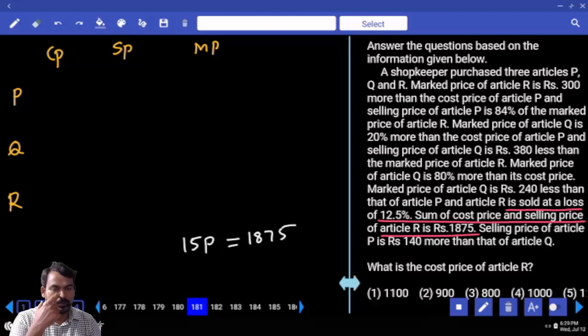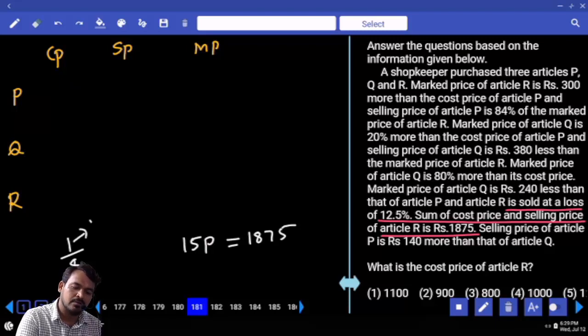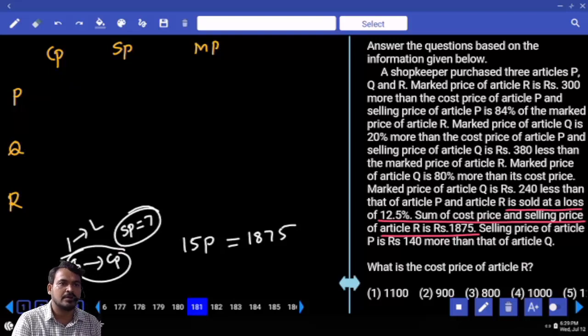Okay, 12.5% means what fraction? 1/8. 1/8 means loss is how many parts? 1 part. Cost price is 8 parts, which means selling price is 7 parts. Total 15 parts. What is the 15 parts value? 1875. 15 how many times is 1875? 125 times. So every 1 part is 125. What is the 8 parts value?